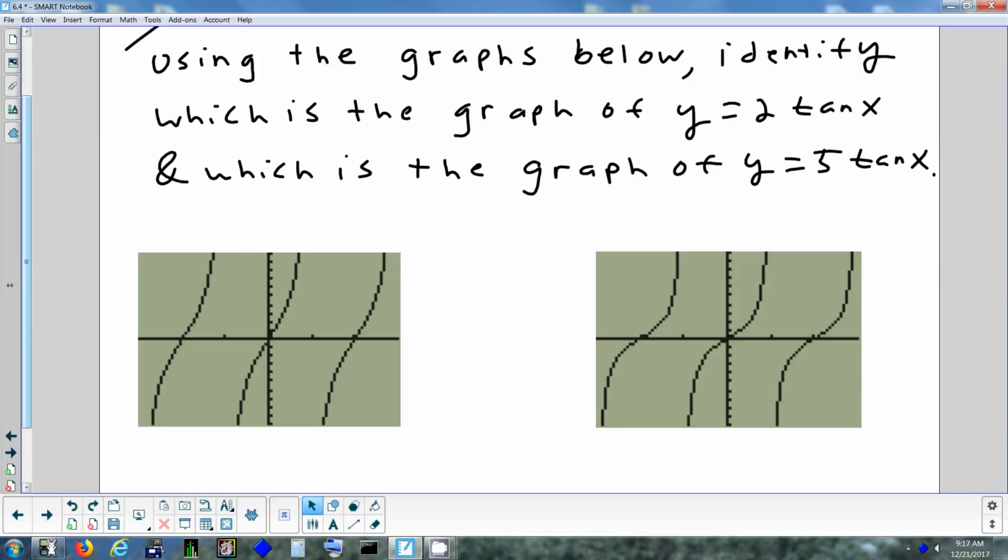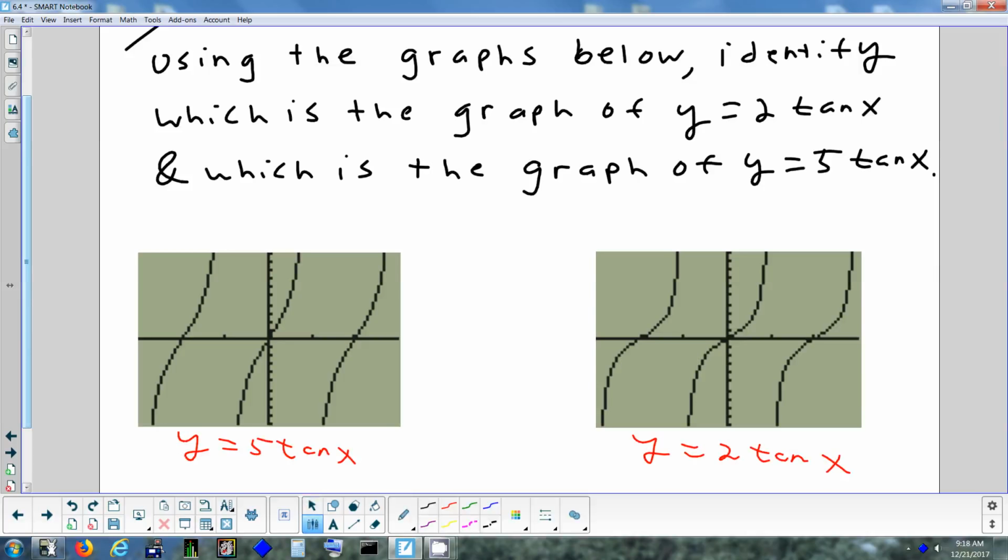If you grabbed the ends of it and you started to stretch it, that curve in the middle would start to straighten out. It'll never be completely straight. Eventually, if you stretch it enough, it'll kind of look like lines, but that's just because you're zoomed in. If you zoom out, then it'll look curved again. All right. So the one on the left is 5 tangent x. The one on the right is 2 tangent x.